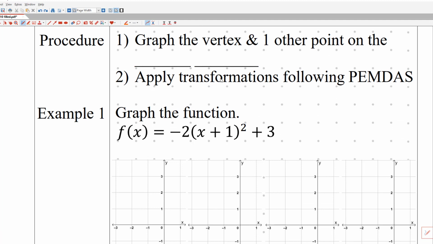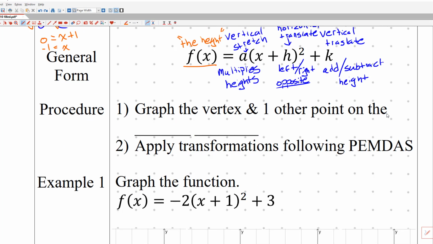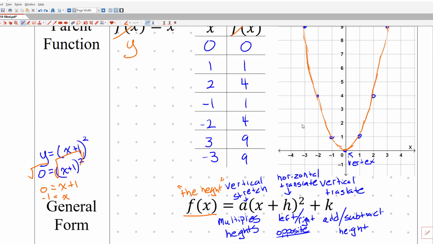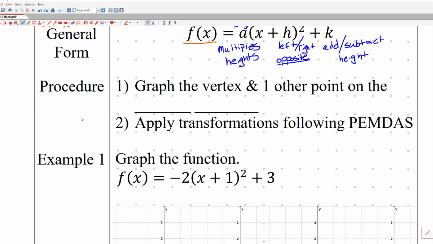And then the second step is to apply transformations following PEMDAS. And if you remember parentheses, exponents, multiplication, division, addition, subtraction, you have to do that in the correct order. I'll talk about that in a second, but step 1, you have to graph the original function. You have to start with the parent function. So the fill in the blank word here is parent function.